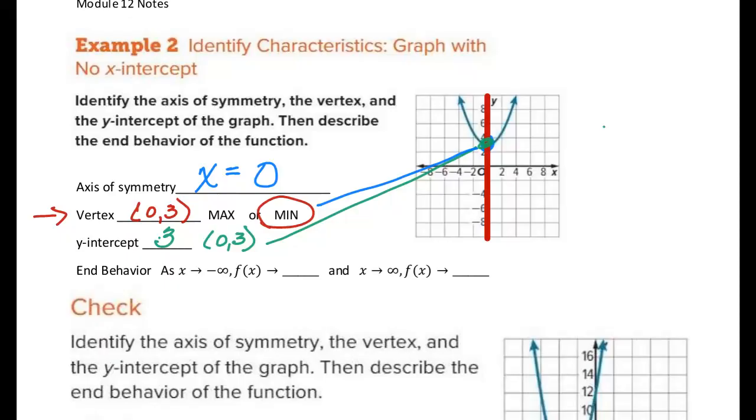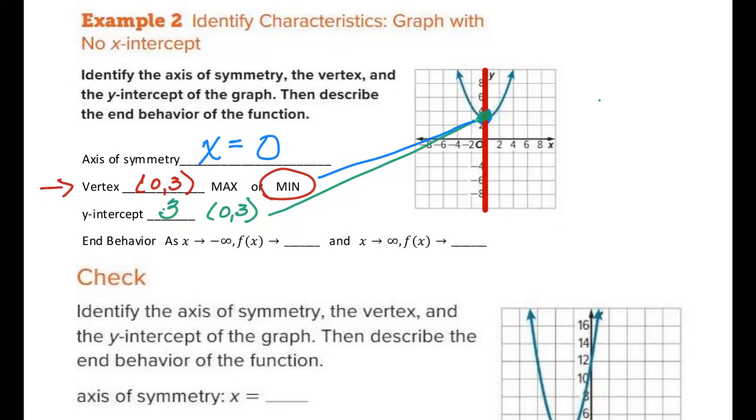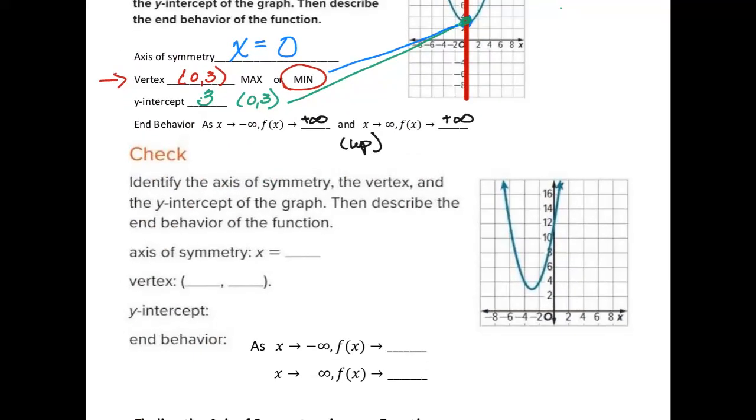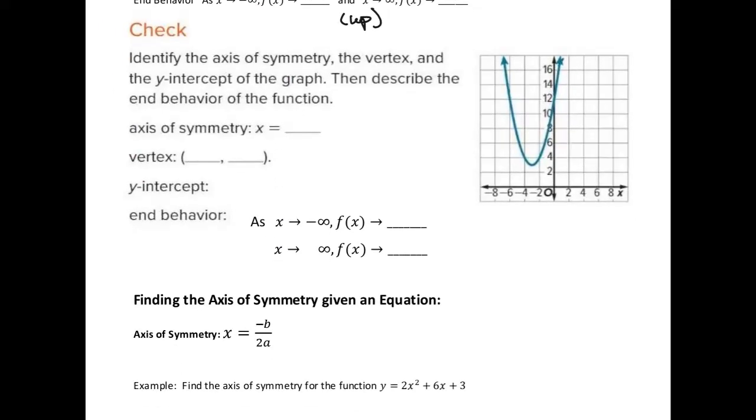Kenya, do you know what it is? Are they going up or down? Up. So is that positive infinity or negative infinity? Positive infinity. Yes, they are both going up. So that is positive infinity. The answer to end behavior for these is always positive infinity or negative infinity. You only have 2 choices. Okay? All right. You might have wanted to do the check.